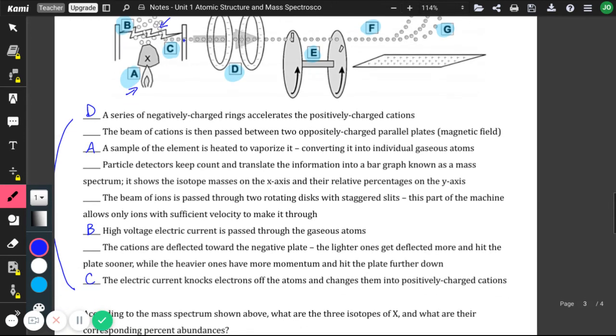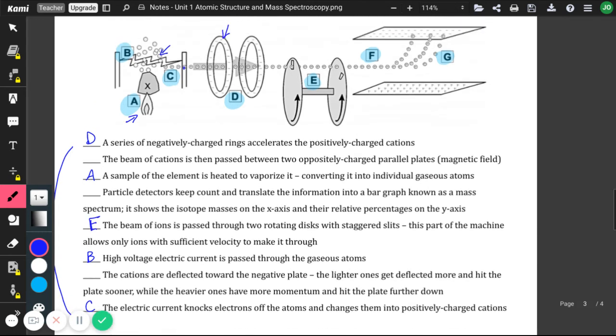Okay. Next, we're going to go right here, where the beam of those ions is going to pass through two rotating disks with staggered slits in them. Okay, and what that's going to do is ensure that everything is going at the velocity that it should be going at. So if it's going too slow or too fast, it's going to make sure that only the right speed goes through. Okay, so it's going to be coming through here. If it's going too fast, it'll hit before. If it's going too slow, it'll hit after. But if it's going the right speed, it's going to pass straight on through.